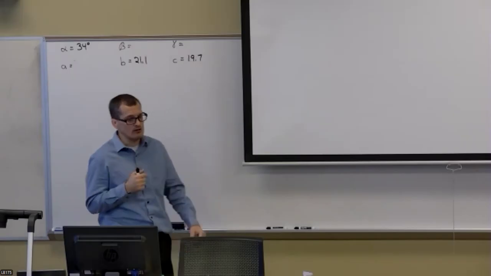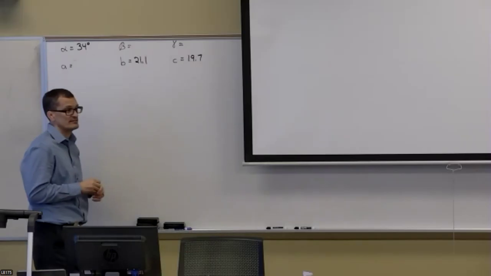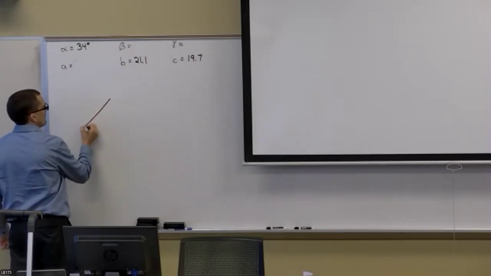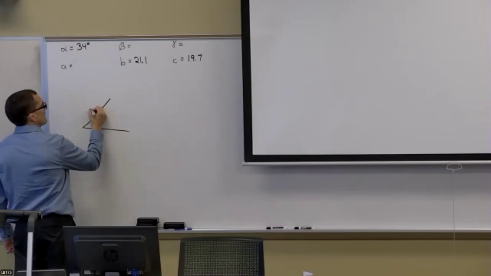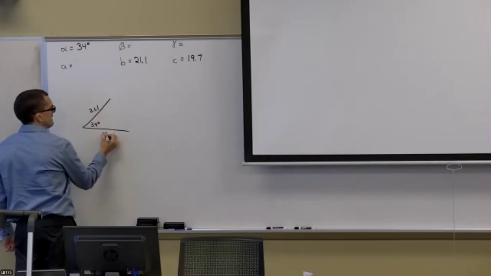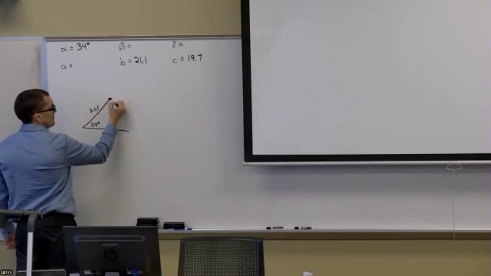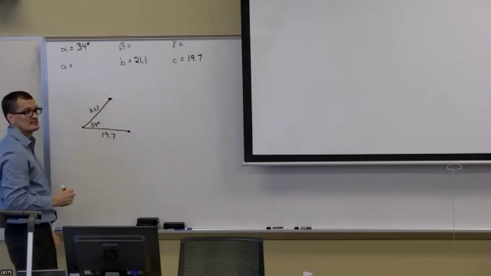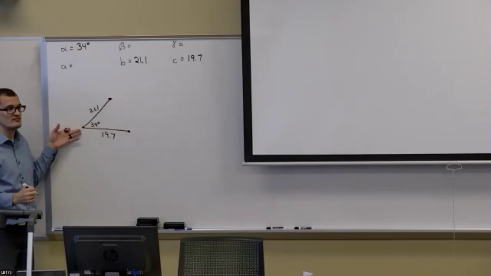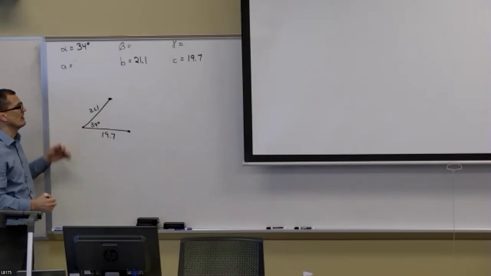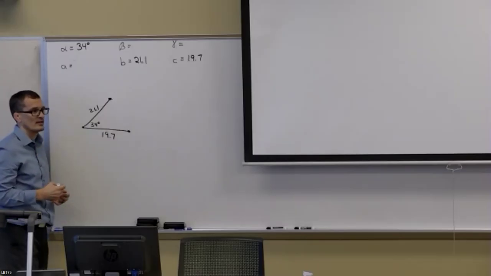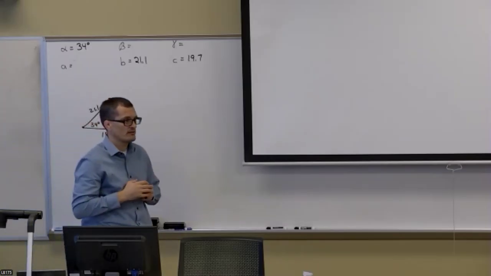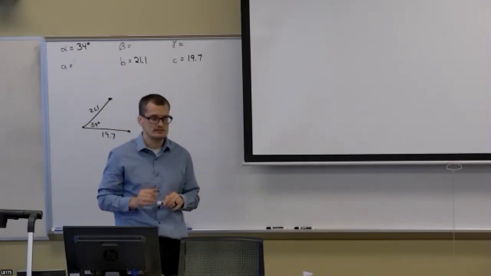But there is a triangle with these three measurements. If you think about it, alpha is going to be 34 degrees, so we know how to measure that. B is going to be 21.1. C is going to be 19.7. So I know that the triangle looks like this, right? It's very much defined. I just can't use the law of sines to figure out this length or the other two angles. So we do have a unique triangle that we can find.